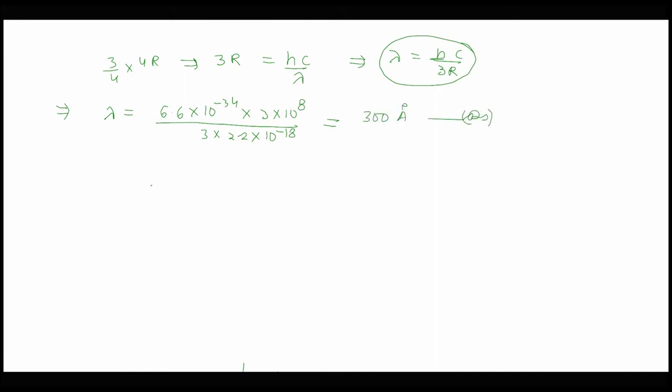Now in the second part, the question is asking us to calculate the radius of the first Bohr orbit. The radius of the Bohr orbit is equal to R0 by Z, where we can write R0 as 5 into 10 to the power minus 11, upon Z. The value of Z is previously calculated as 2. So I can put the value of 2 and obtain 2.5 into 10 to the power minus 11 meter. So this becomes the answer for the second part.